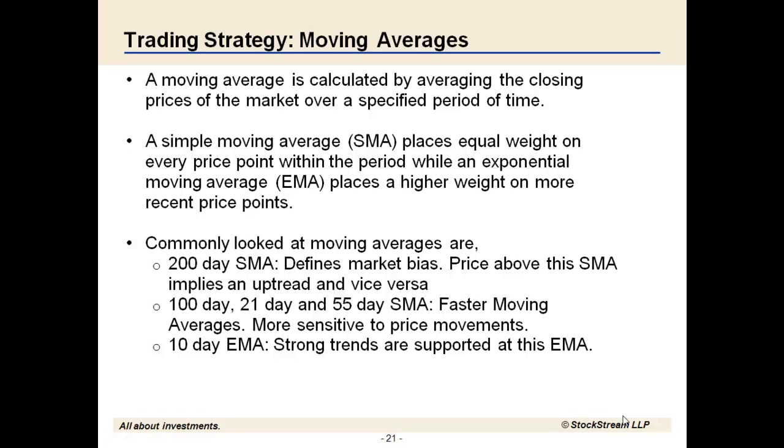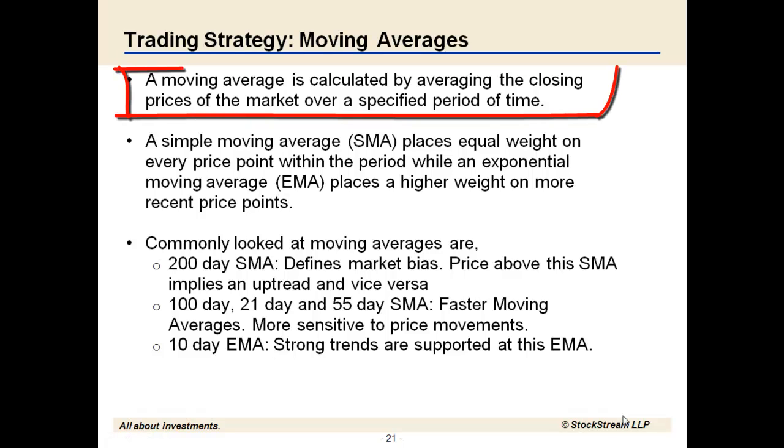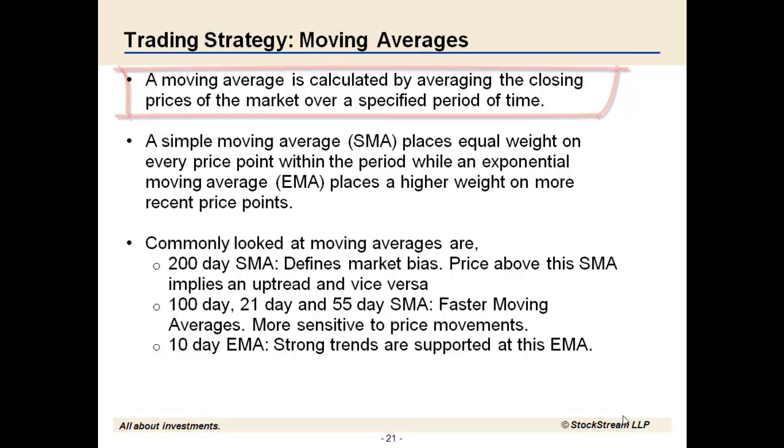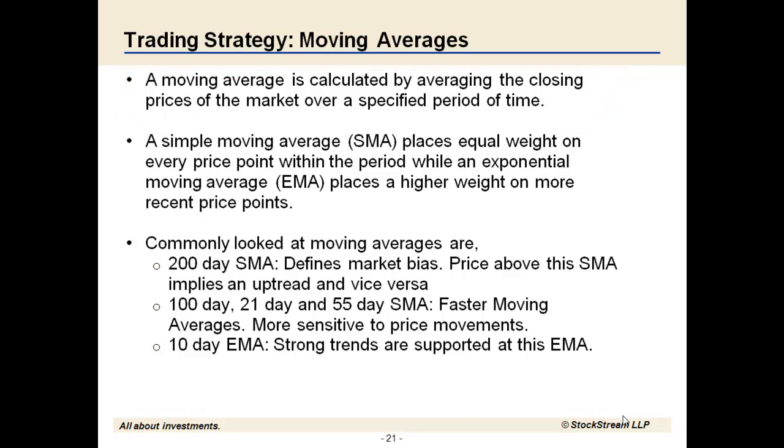Another trading strategy is moving averages. This indicator is calculated by taking the average of the closing market prices for a specified period of time. For example, a 100-day moving average is calculated by taking the average of the closing prices for 100 previous trading sessions. A simple moving average gives equal weights to all the included prices, whereas an exponential moving average assigns higher weights to more recent prices.